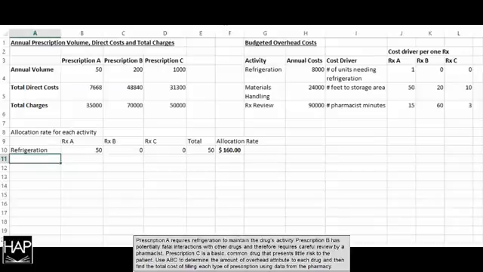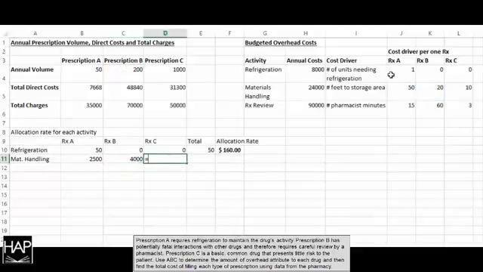If I look at getting the allocation rate for materials handling, again, I'm going to look at the number of cost drivers per 1 prescription for prescription A. That's going to be 50, and multiply that by the volume of prescription A that's filled in a year, which is 50 also. Then I'm going to do the same for prescription B and look at the number of cost drivers per 1 prescription, which is 20. So it's 20 feet to the storage area for prescription B. Multiply that by the number of prescription Bs filled in a year.